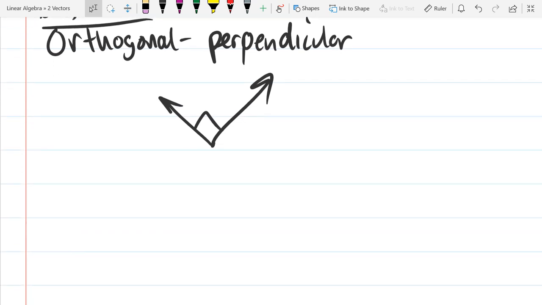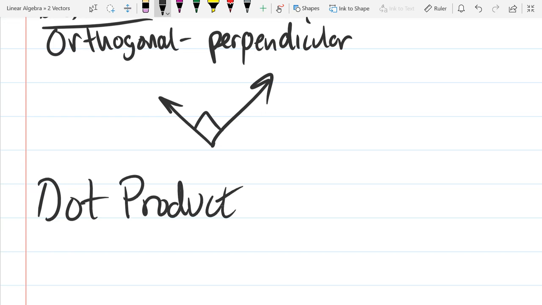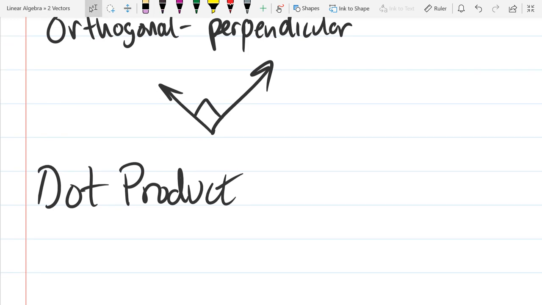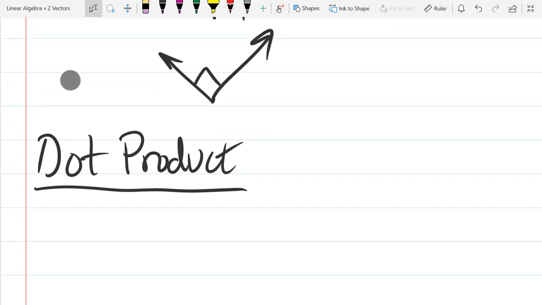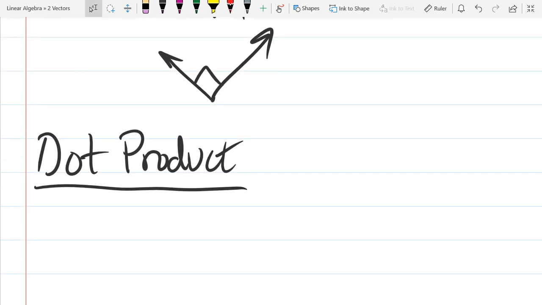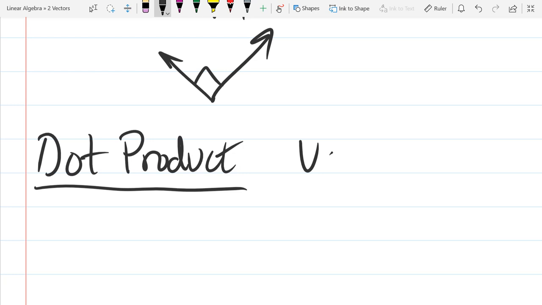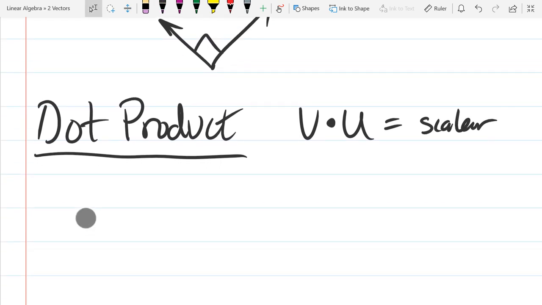So we're going to have to look at the dot product. In order to look at orthogonal, we need the dot product. We looked at scalar multiplication before. This dot product is not really related to scalar multiplication. It does act like a product, but not like that product. So we're going to look at the dot product now. The dot product takes two vectors and gives a scalar. The way we're going to write it is v dot u equals a scalar. So it's an operation that inputs two vectors and outputs a scalar.